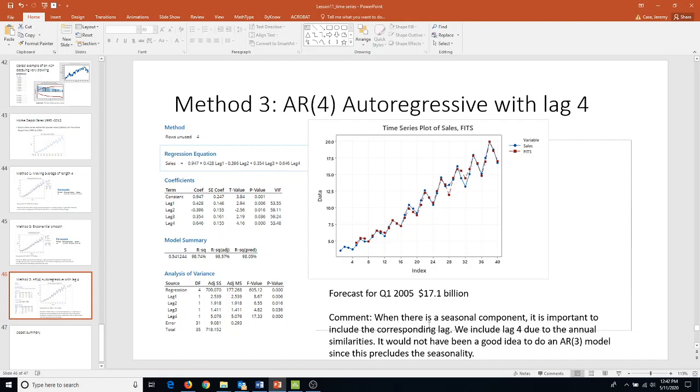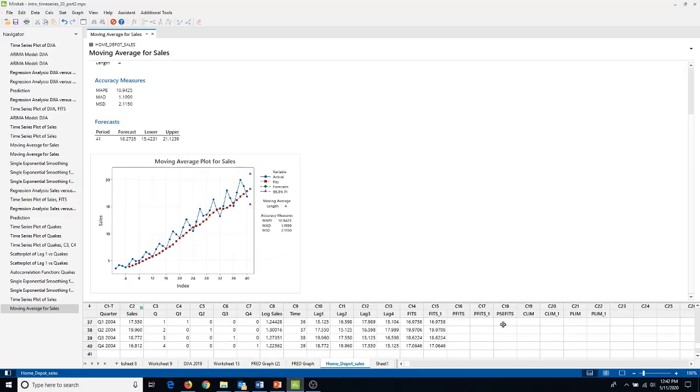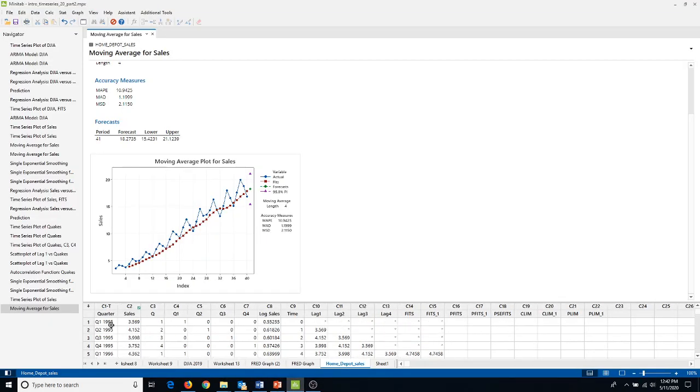And we should really include the corresponding lag. Since we're dealing with quarters and annual similarities, I did a lag of 4. And it would not have been a good idea to do an AR3 model, since this precludes the seasonality. Let's do one more thing with the sales. What I might want to do is include the number of quarters that I've had since then. So I'm going to add another quarter number here. Oh, I already used that in 1.